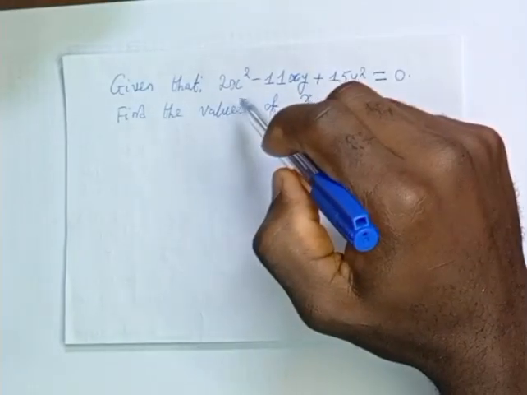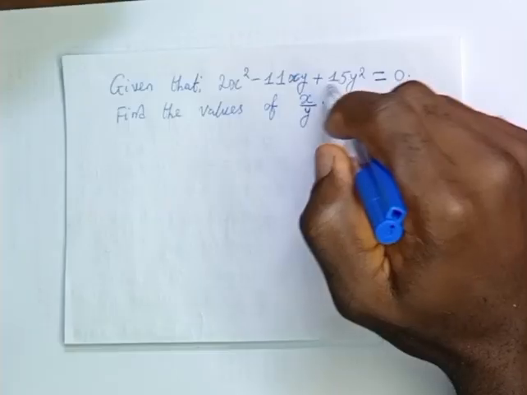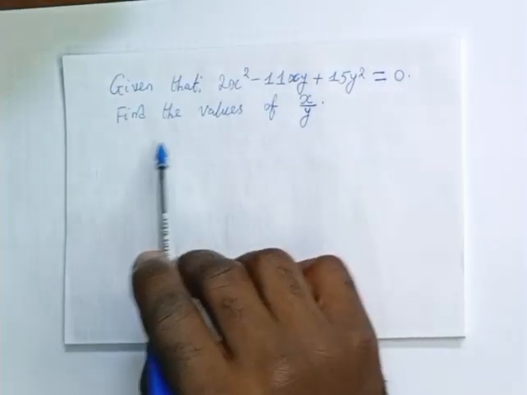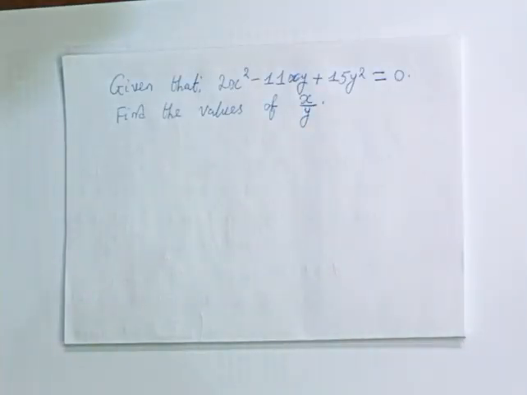Given that 2x² minus 11xy plus 15y² is equal to 0, find the values of x all over y. For us to answer this question, the first thing we are going to do is divide all through by y².